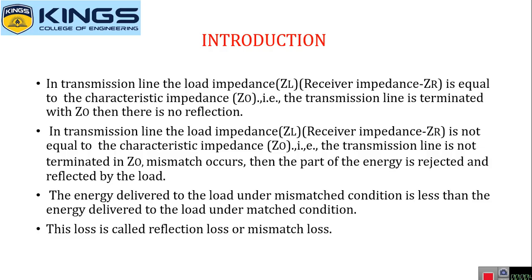Now if the load impedance ZL or receiver impedance ZR is not equal to the characteristic impedance, that means the line is not properly terminated with the characteristic impedance Z0, then mismatch occurs. Then part of the energy is rejected and reflected by the load to the source. So here the load does not absorb the full energy that we supplied or transmitted to the receiver. So part of the energy will be reflected towards the source.